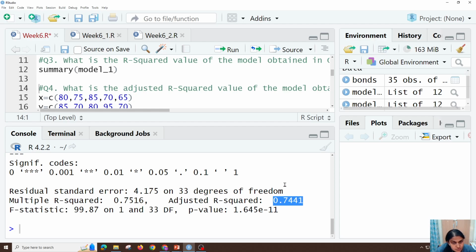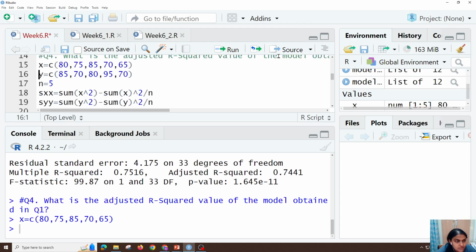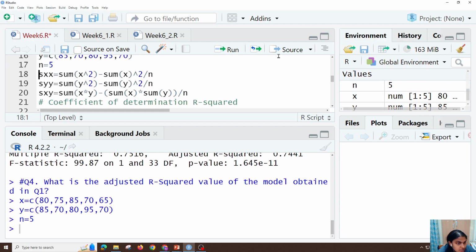In any case, if you are given two sets of data and you want to see what the answer is, for that only I have given an extra problem. I have given x values as a list of 80, 75, 85, 70 and 65, and y values like 85, 70, 80, 95 and 70. Then the number of observations is 5.